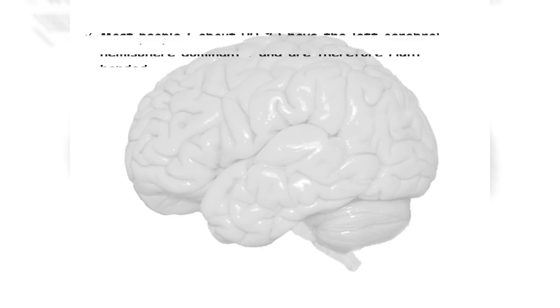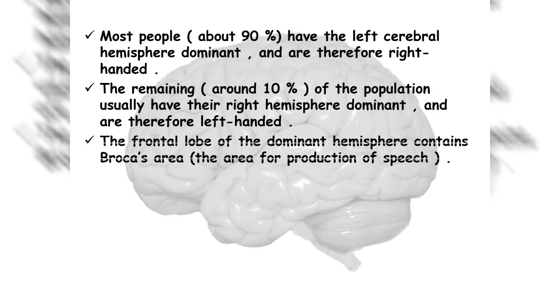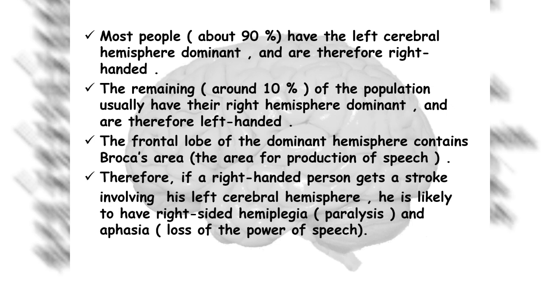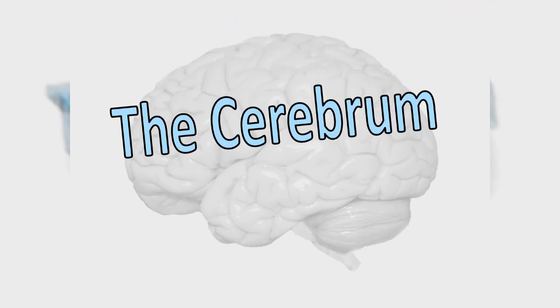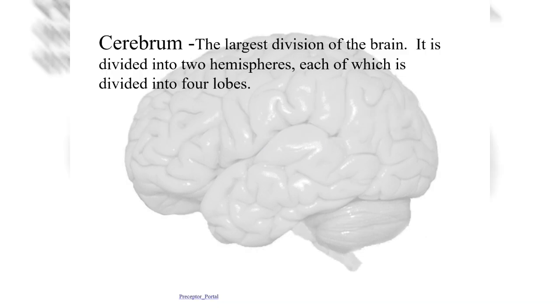The cerebrum is the largest part of the brain, divided into 2 hemispheres and 4 lobes. It is responsible for higher brain functions like thought and action. The cerebrum is divided into 2 hemispheres, each containing 4 lobes. These lobes are crucial for various cognitive and sensory functions.